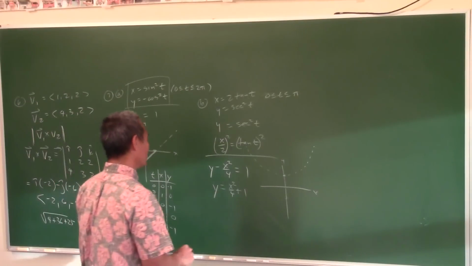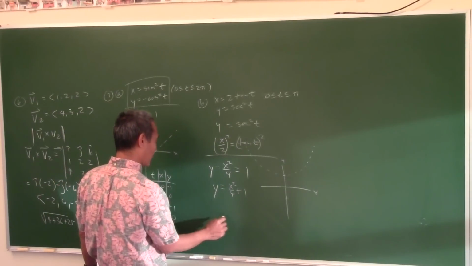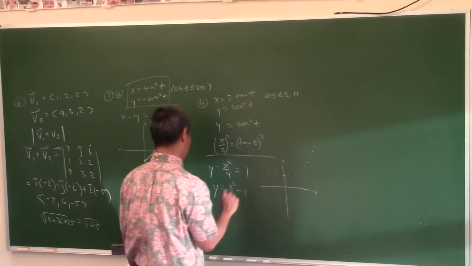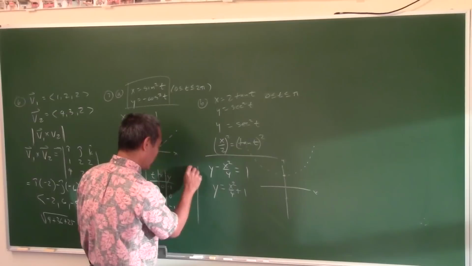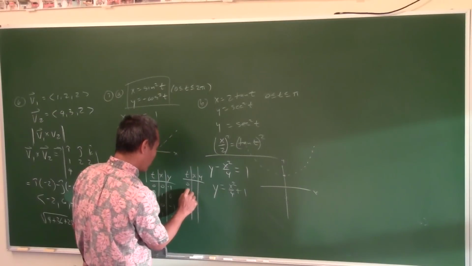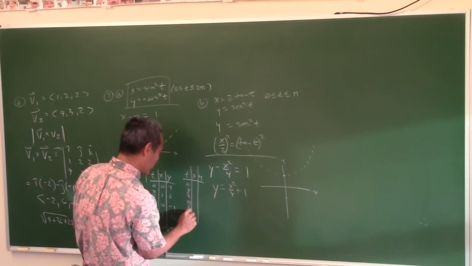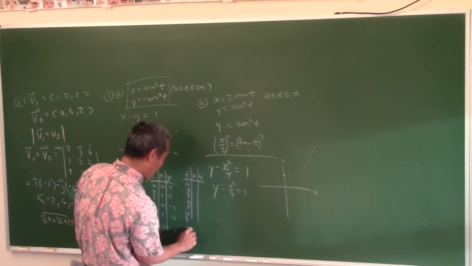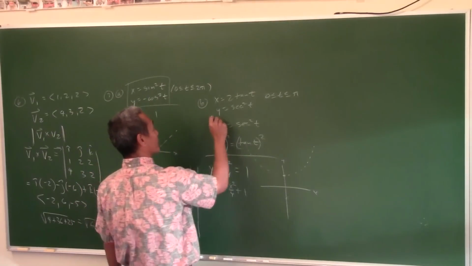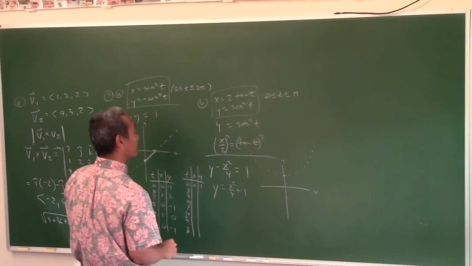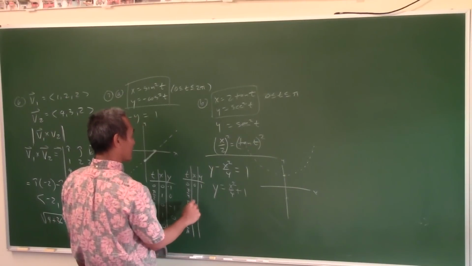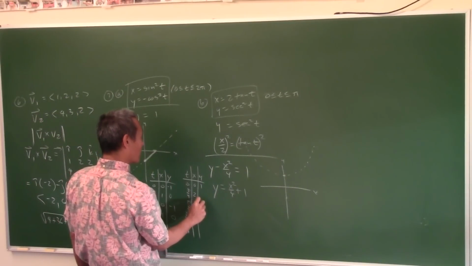Okay, and so let's make a chart here. Darn it, I'll just try and squeeze it in here. So 0, pi over 4, pi over 2, 3 pi over 4, pi. Go back to the original equations and plug in. So 0, 1. Pi over 4, that's going to be 2, root 2 squared is 2.